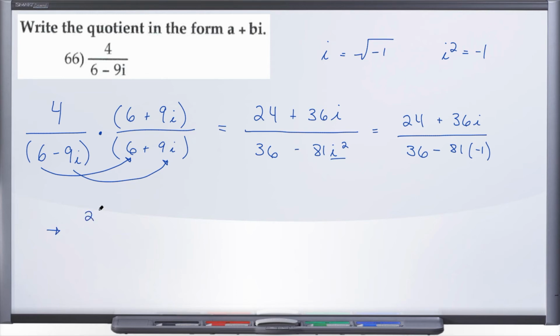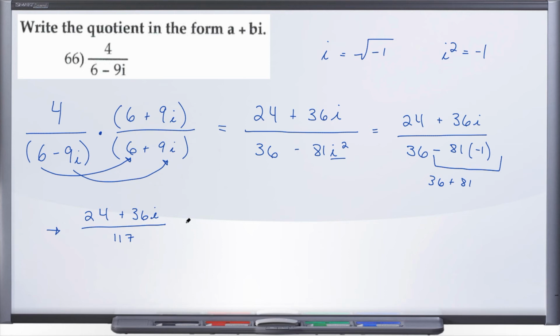So we end up with 24 plus 36i over, well, 36, and now we have minus 81, right? Negative 81 times negative 1 is really plus 81. So we have here 36 plus 81, which is going to give us 117. All right, and now we could do one of two things. You could leave it like this, but it's probably best to go ahead and simplify.